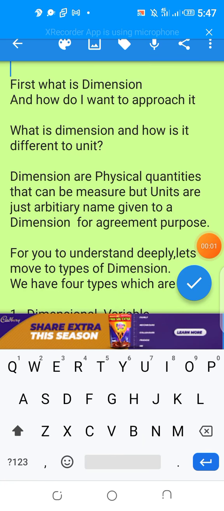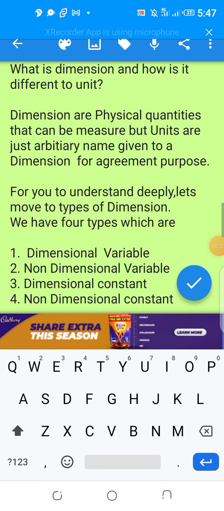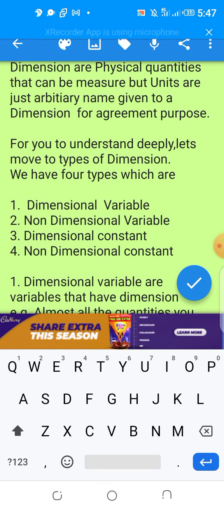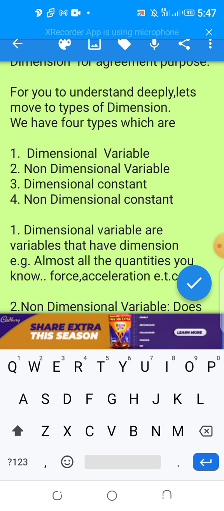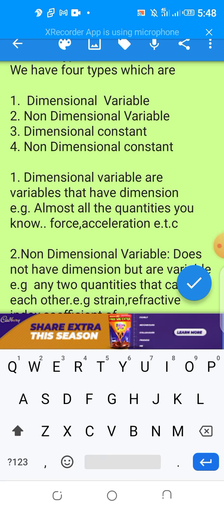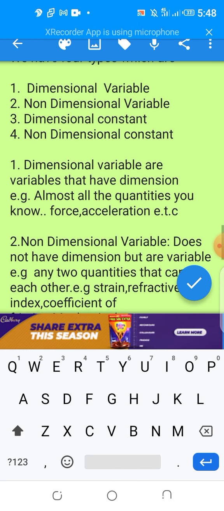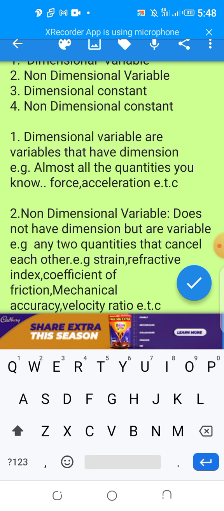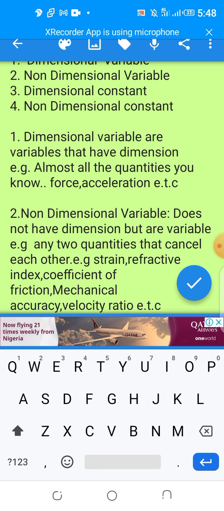Okay, so we are going to types of dimension. I said we have dimensional variable, we have non-dimensional variable, we have dimensional constant, and we have non-dimensional constant. Now, what are dimensional variables? This thing is very important for you to understand dimension, so that when we are talking about homogeneity and how to get dimensional formula, you understand these things will come in handy at that period.